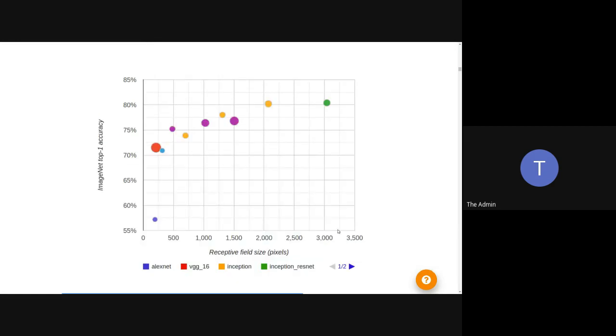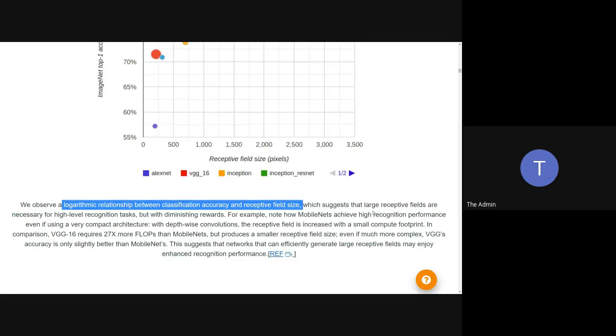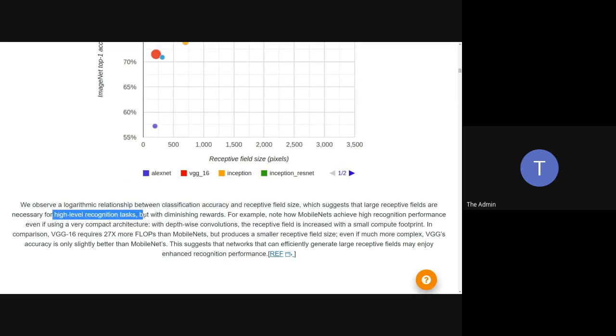It doesn't mean that if I go to 10,000 receptive field, suddenly I'll have a higher accuracy, because you can see that we have started going into diminishing returns here. We suggest the large receptive field is necessary for high-level recognition tasks, but with diminishing rewards. For example, note how MobileNet is not shown here, but if you go to the reference, you'll find MobileNet also.